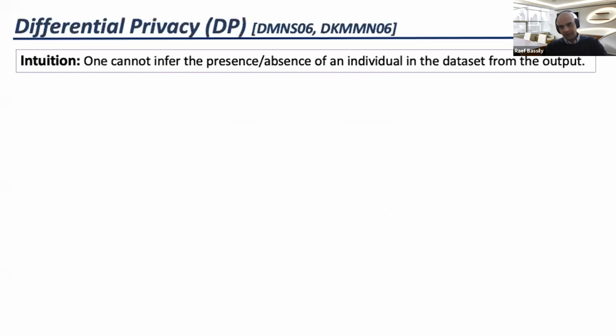So what is differential privacy? At a high level, differential privacy is a constraint on computations over sensitive data sets. It implies that a single individual in the data set cannot have any noticeable effect on the output of the computation. So intuitively, this means that one cannot infer the presence or absence of any given individual in the data set from observing the output of the computation.